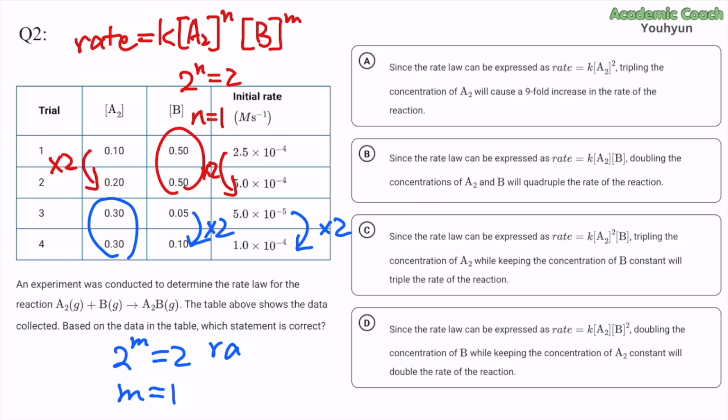This means for this chemical reaction, its overall order is 2, and it's first order in A2 and first order in B. So that means B is the right answer, where rate is K times A2 times B. Doubling the concentration of A2 and B will quadruple the rate of the reaction.